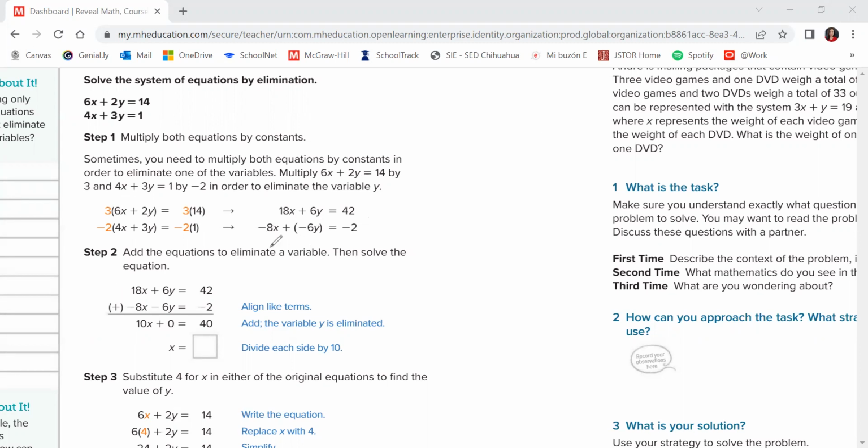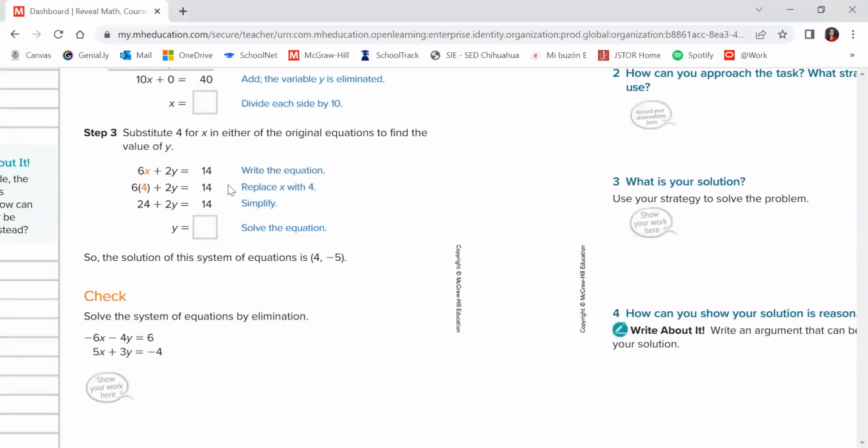Now, once we have multiplied, we can eliminate. If you see, we have a 6y and a -6y. So we can eliminate that one. When we eliminate it we get 0, and 18 minus 8 is 10x, and 42 minus 2 is 40, okay? When we divide here by 10, we find out that x is equal to 4. Now we replace 4 in one of the original equations in order for us to get the value of y. Right here, you can see the example.